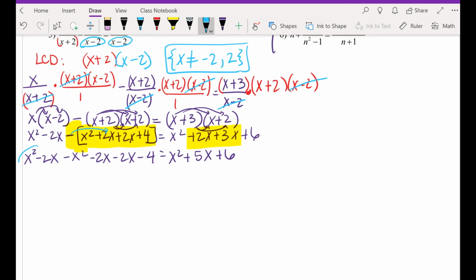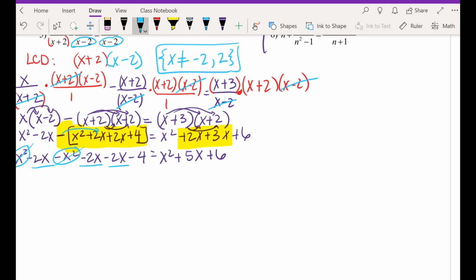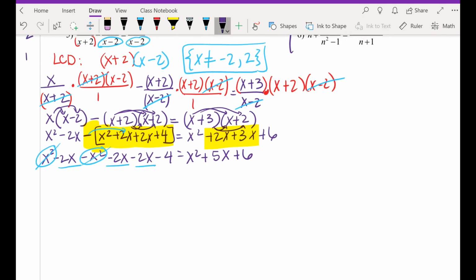Okay. Now on the left side, let's see what happens. We have an x squared and a negative x squared. Those are gone. We have negative 2x here, negative 2x here, negative 2x there. So now that's a negative 6x, okay? And then drop down your minus 4 equals x squared plus 5x plus 6.